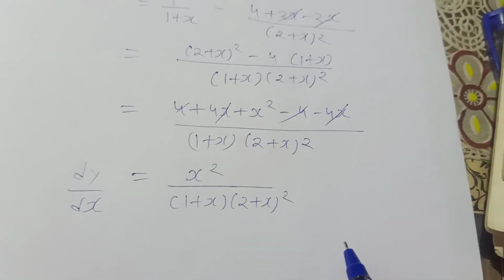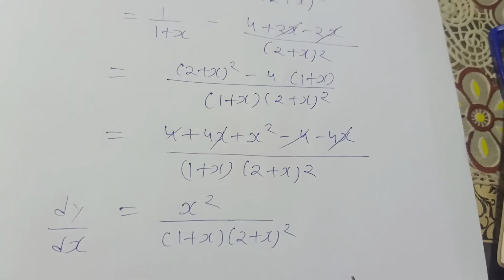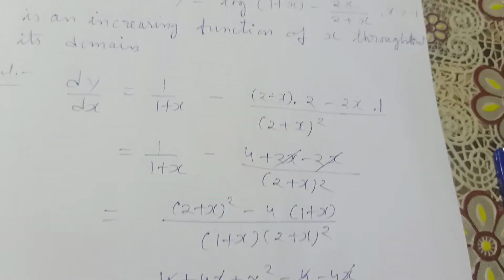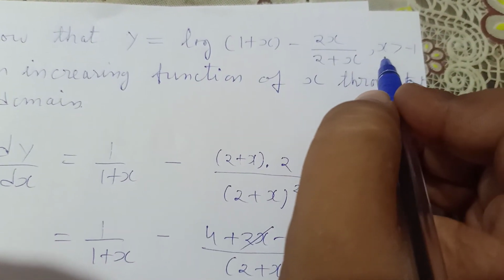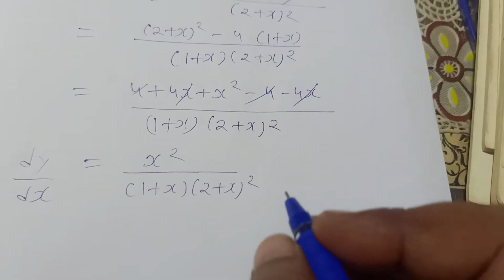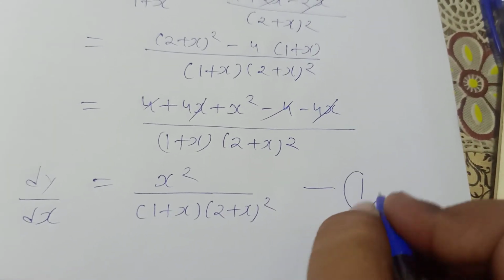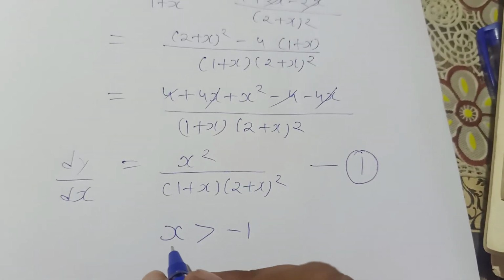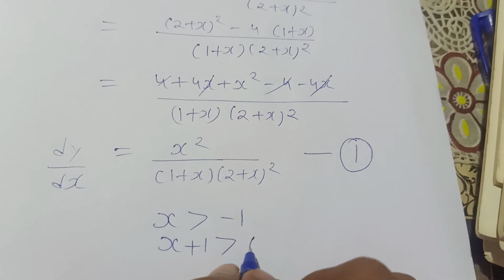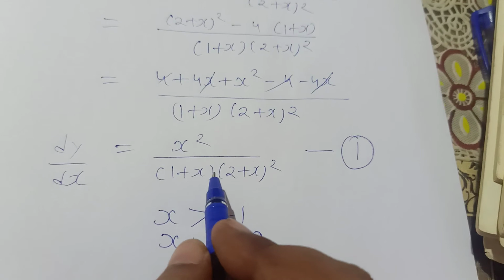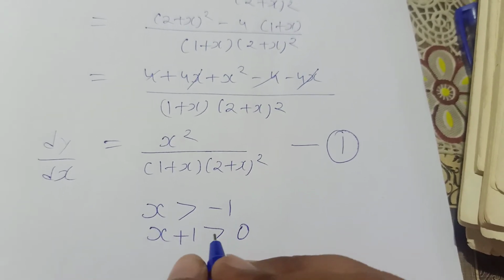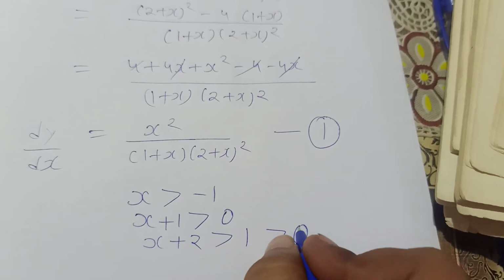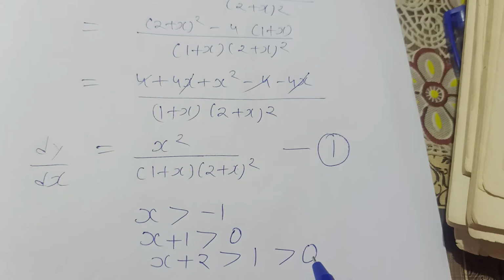Now we have to assess the value of this. It will be positive, negative, or equal to 0. Now the domain of y is x greater than minus 1. We assume this as equation 1. Now the domain was x greater than minus 1. This implies x plus 1 is greater than 0. Thus 1 plus x is greater than 0. If we add 1 to both sides, then we get x plus 2 greater than 1, which is again greater than 0. So this number 2 plus x is also greater than 0.